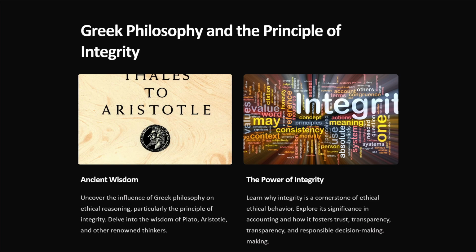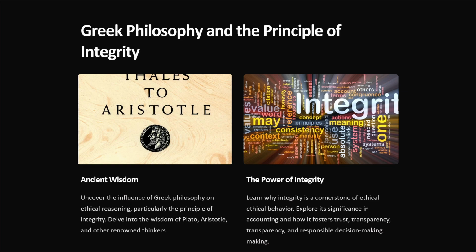These ancient philosophers contemplated the fundamental questions of ethics, seeking to unravel the essence of virtuous living. They believed that integrity was not just a virtue, but the cornerstone of ethical behavior. Now let's delve deeper into the power of integrity. Why is it so pivotal, especially in the world of accounting?